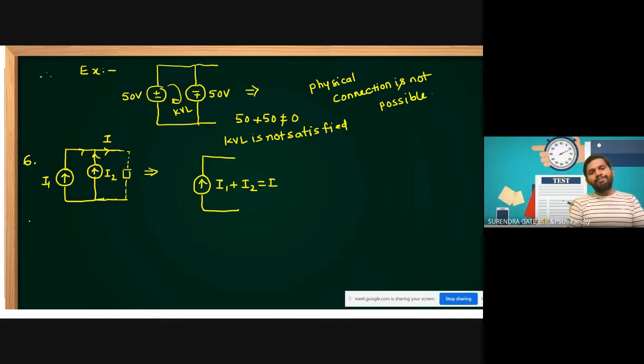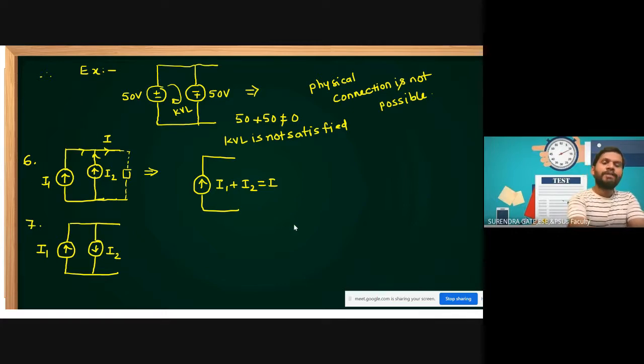For example, one more equivalent circuit I am giving. Two current sources. This is in this direction and this is in this direction. Let this be I1 and this be I2. Now then it is replaced as which one? It is also replaced as a single current source. But these two currents are opposite. When these two currents are opposite, then you can replace like this.